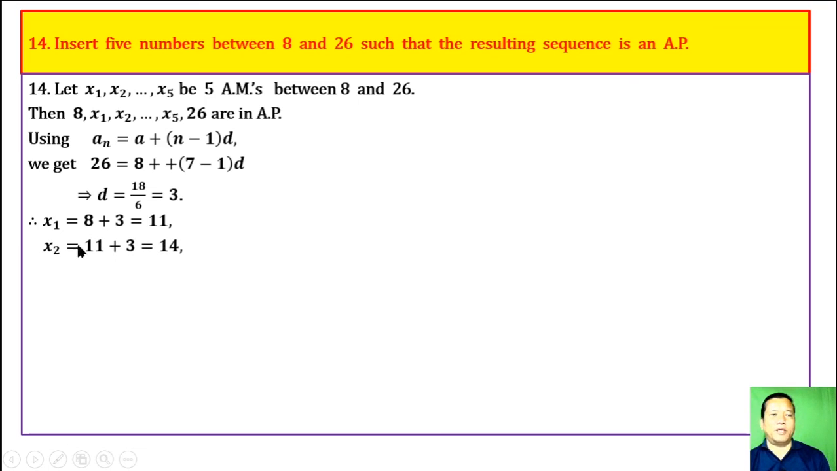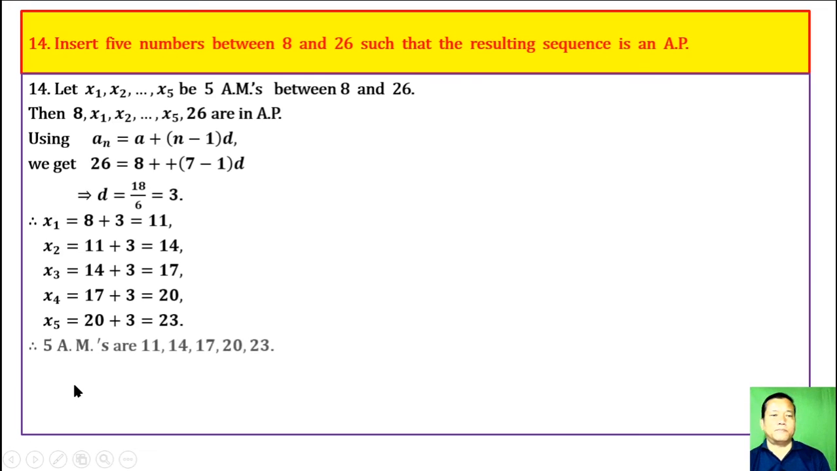x2 is x1 + d, that is 14. x3 is x2 + d, that is 14 + 3, that is 17. x4 is x3 + d, that is 17 + 3, that is 20. x5 is x4 + d, that is 20 + 3, 23, which are the 5 AMs between 8 and 26. Therefore, the 5 AMs are 11, 14, 17, 20, 23.